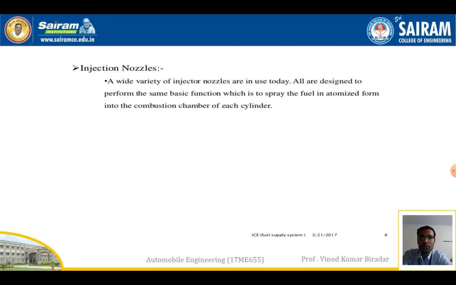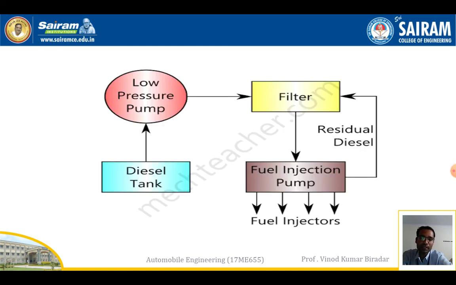Next, the injection nozzle. Nowadays a variety of different nozzles are used, but all are designed to perform the same basic function, which is to spray the fuel in atomized form into the combustion chamber of each cylinder. Finally, the fuel injector. Its main function is to inject the fuel to each cylinder, depending on which engine you are using, whether it is 4-stroke or 2-stroke.